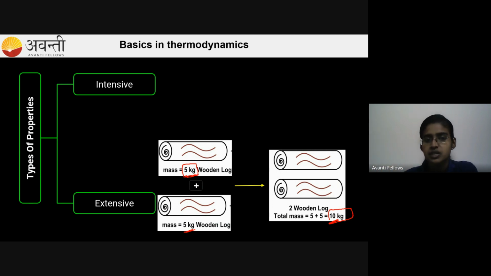Like temperature and pressure, they come under intensive. Mass and volume come under extensive. So like this, you have to study the examples. They are very important. And you need to know the concept; the conceptual understanding of each term is very important.